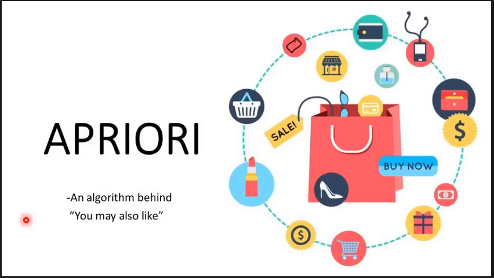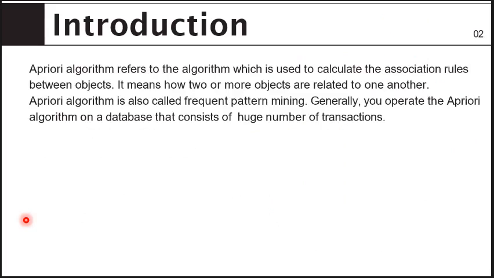Apriori algorithm. An algorithm behind "you may also like." Introduction. The Apriori algorithm refers to the algorithm which is used to calculate the association rules between objects. It means how two or more objects are related to one another. The Apriori algorithm is also called frequent pattern mining.